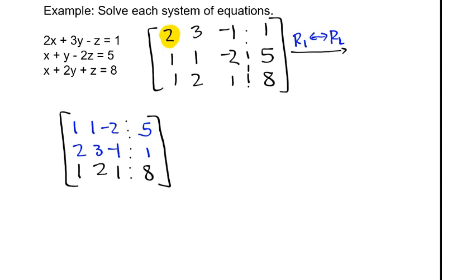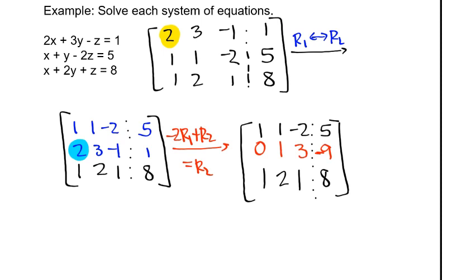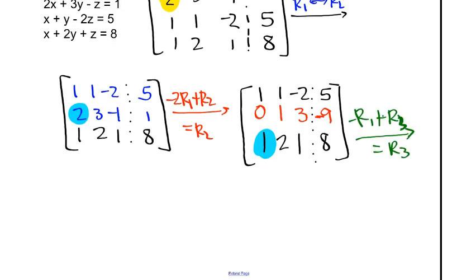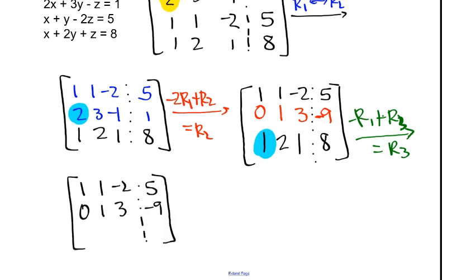After you have that done, then next you want to get that 2 to go ahead and be a 0. When you go ahead and eliminate that, so negative 2 row 1 plus row 2, that gives you 0, 1, 3, negative 9 there. And then our next step is we want this 1 to also be a 0. I'm going to do negative row 1 plus row 3 to give me my new row 3, which means my first row and second row are going to stay the same. Then my third row becomes 0, 1, 3, 3.